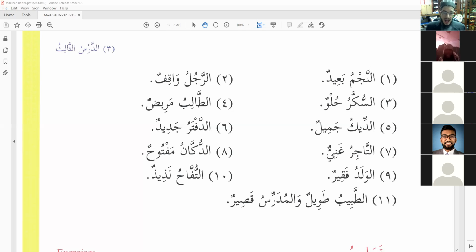But because we add alif lam, now we make it definite. We say the notebook. Now we have this lam, which happens to be right next to the dal, pronounced with the tip of the tongue. So we're going to merge the lam into the dal. We double the dal. Ad-daftaru jadidun. Jadidun means new. So the meaning of this sentence is, the notebook is new. Very good.